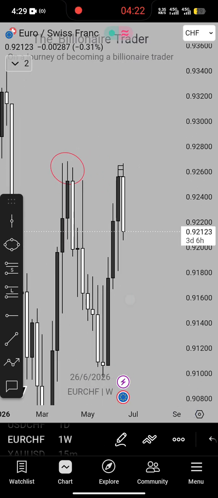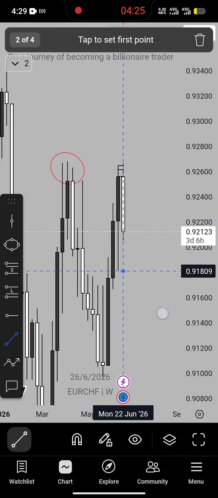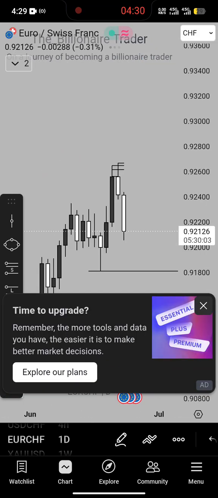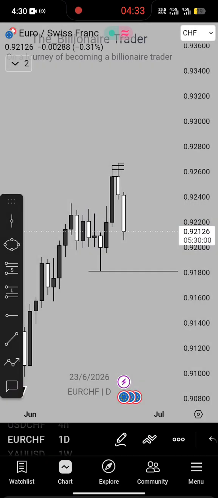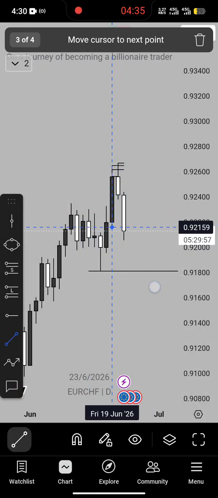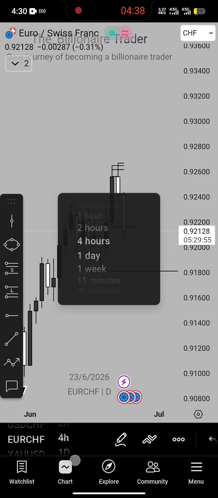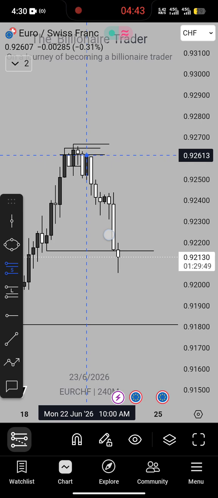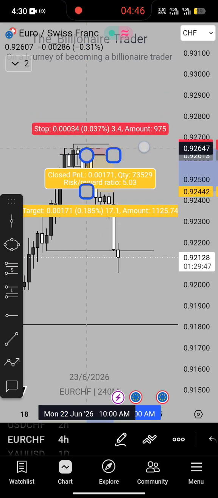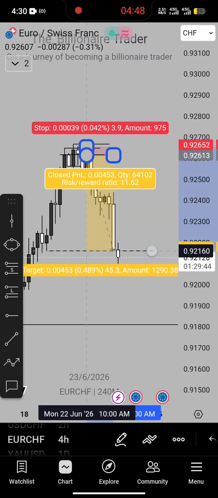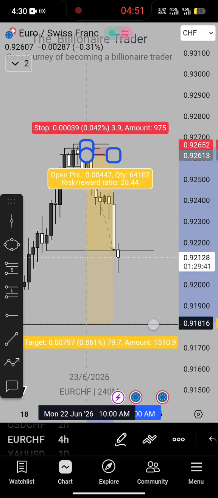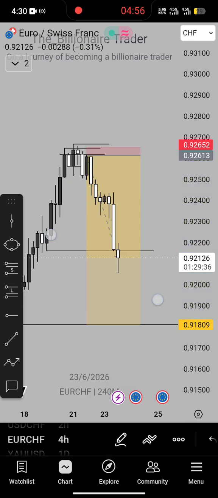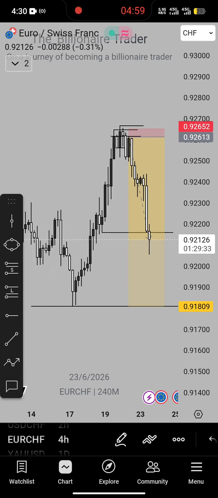Our final target is actually the low of the candle whose high was swept. For the first target, it's actually the daily low whose high was swept, this low. As we can see, price has already met the first target. Let me go back to 4 hours time frame. We have this as our entry, stop loss above this high, and these are our first targets. This is 11 RR, and the final target is actually 20 RR.